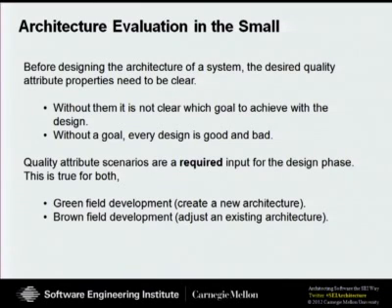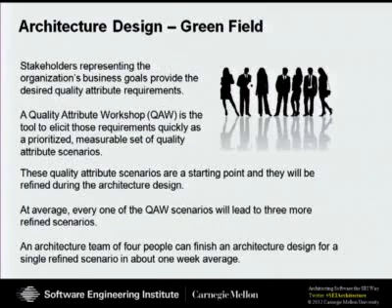The goal should be articulated in quality attribute scenarios because those are precise and measurable. Without quality attribute scenarios, I don't know how you would actually design an architecture. So get them, no matter if you have a greenfield development or a brownfield development. Greenfield means you start from scratch, new. Brownfield means you have an existing architecture, but you need to change it.